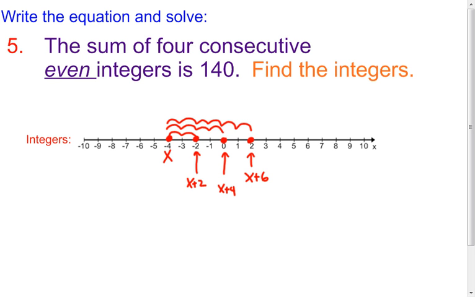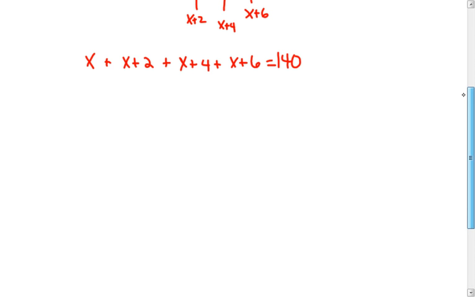Okay? So I'm adding those four integers up now. X is the first one. X plus 2 is the next one. X plus 4 is the next one. And x plus 6 is the next one. When I add those all up, I am needing to get 140. Guessing and checking is not going to cut it, folks. You have to be able to make an equation.